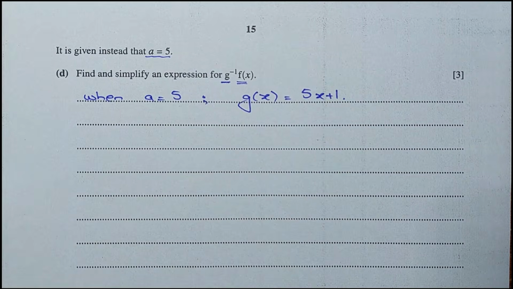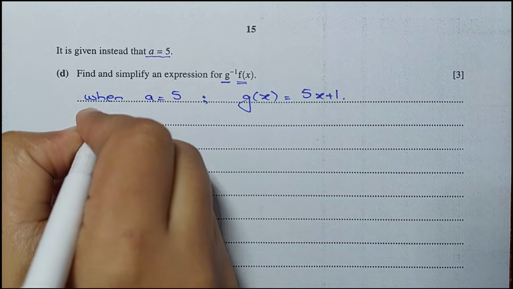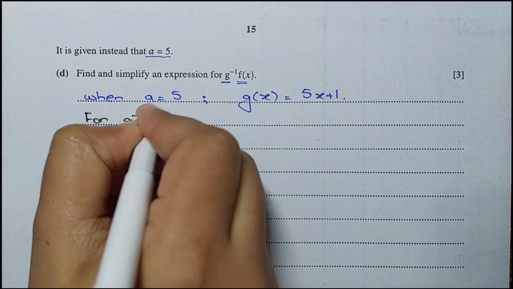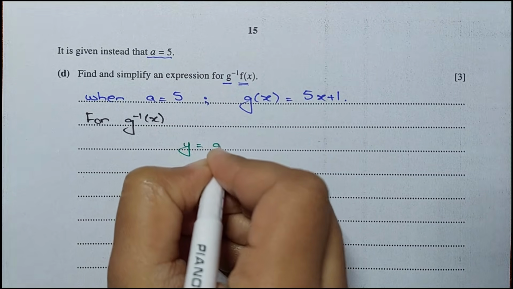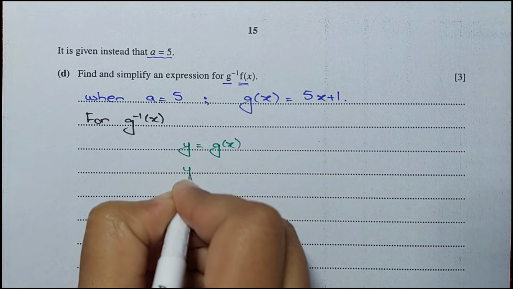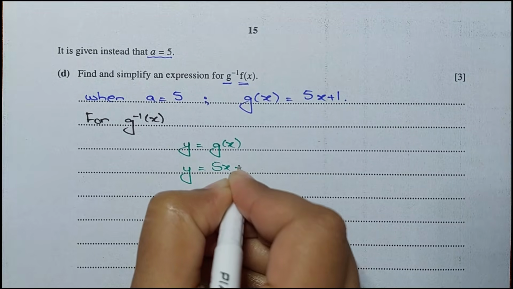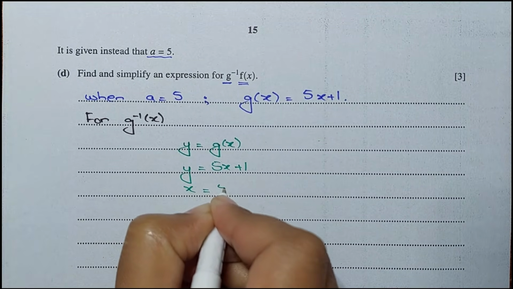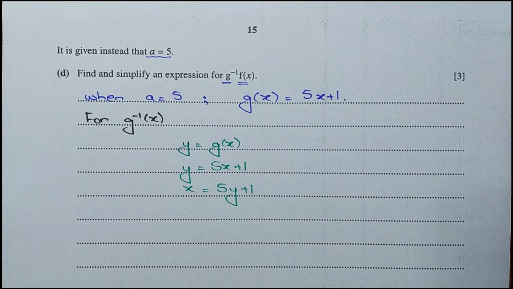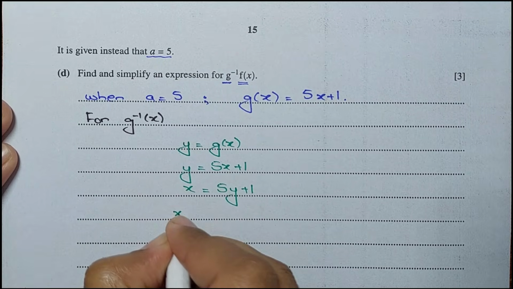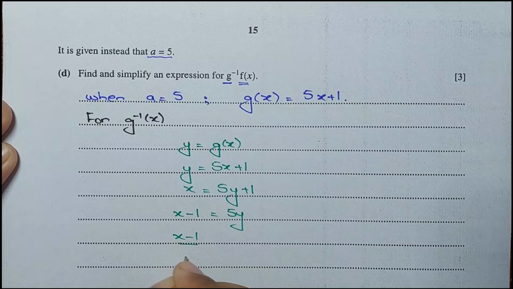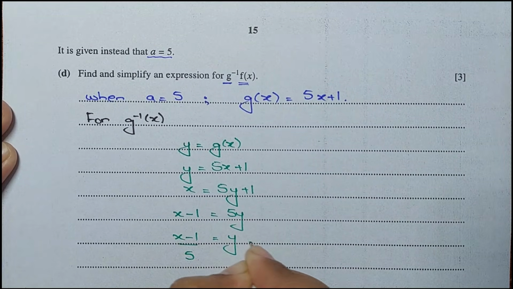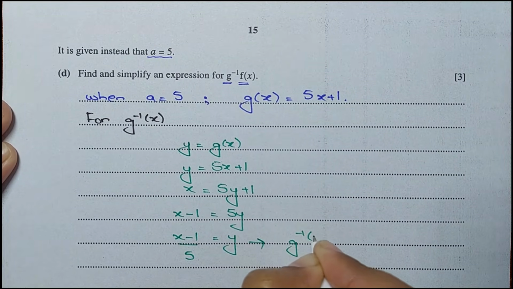Now let me solve for g inverse of x first. Okay, for g inverse of x, the first step is to put y equals g of x, which is y equals 5x plus 1. Then switch the variables: x is 5y plus 1. Now solve for y. x minus 1 is 5y. x minus 1 divided by 5 is your y, and this y is my g inverse of x.